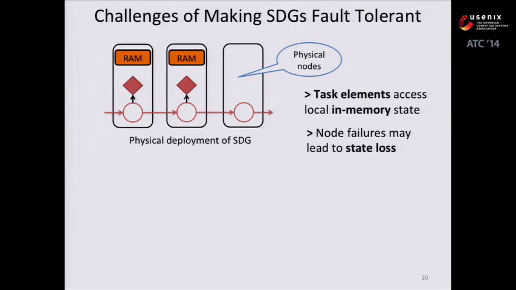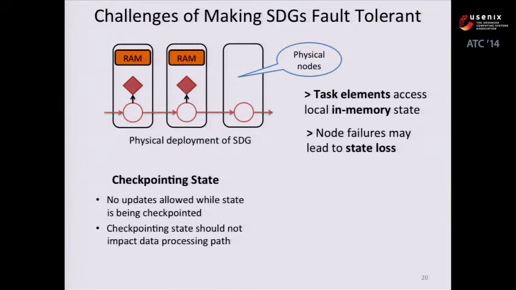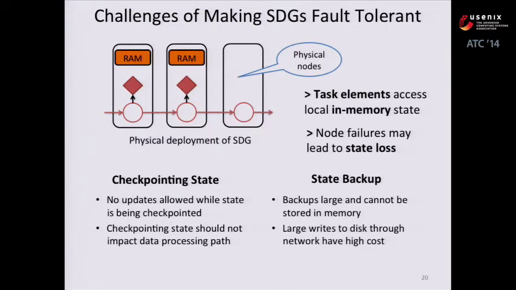To do that, we first checkpoint the state, and then we back up the state. And here we have two additional challenges. While checkpointing, we cannot mutate the state, but we also don't want to stop the data processing path because it will have an impact on the throughput. And for the backup, the problem is that we don't want to keep it in memory to reduce the resources of the cluster, but if we write it to a single disk, it will be slow.